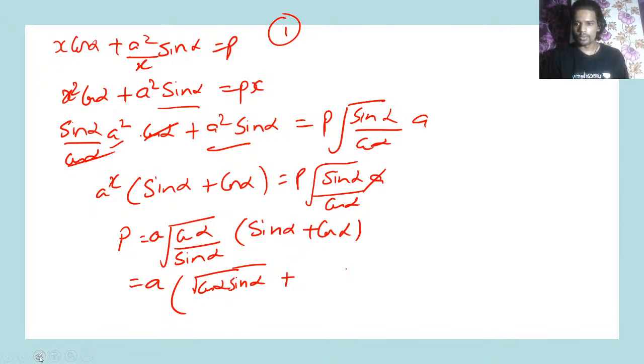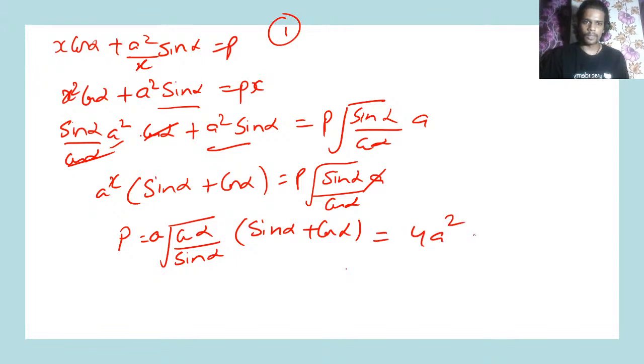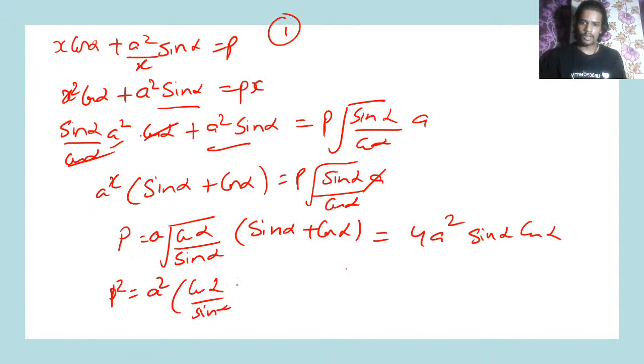What can we do? What can be done here? Tell me, children. We have to take this to this form, 4 alpha square sin alpha cos alpha when we square, obviously. But what can be done right now? Let us square both sides. Let's see what happens. A square, this is cos alpha upon sin alpha, a square plus b square plus 2ab. So a square plus b square is 1, 2ab is 2 cos alpha sin alpha.